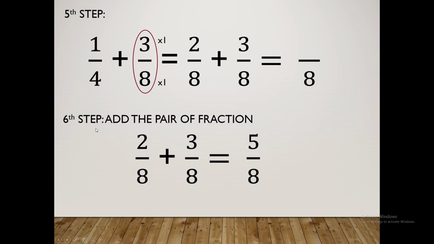And then we go on to the last step, which is to add the pair of fractions. Again, when we are adding like fractions, or fractions with the same denominator, we only add the numerators, the numbers at the top, and copy the denominator, the number at the bottom. 2 plus 3 is equal to 5, and we only copy the denominator, which is 8, and there you have it, everyone, the answer: 5 over 8.